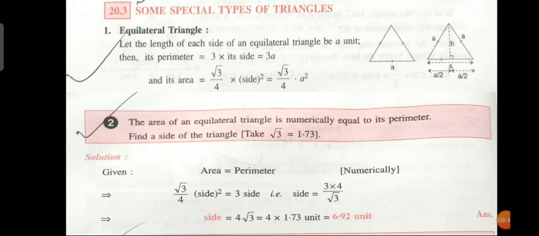The area of an equilateral triangle is numerically equal to its perimeter, and you have to find the side so that area and perimeter are equal. So root 3 by 4 a square is equal to 3a. That is, one side is 3 into 4 by root 3, that is, 4 root 3. Root 3's value is approximately 1.73, so that's 6.92 units.